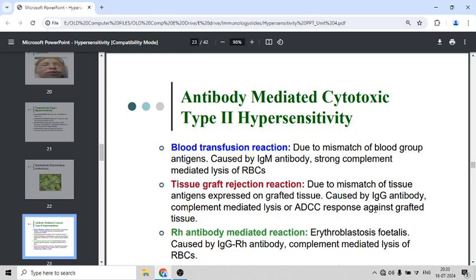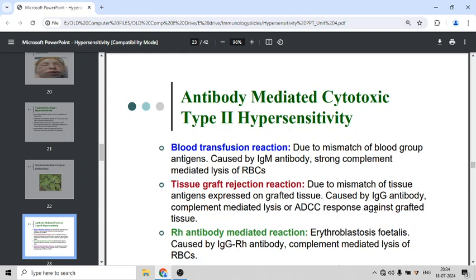Now coming to the Rh antibody mediated reaction, that is erythroblastosis fetalis, which happens in the child which is Rh positive, developing in a mother who is Rh negative. The Rh antigens are found on the RBCs of the developing child, and the Rh antibody will be produced by the Rh negative mother. The first pregnancy may go through safely without any problem, depending on the severity or amount of the antibody produced by the mother.